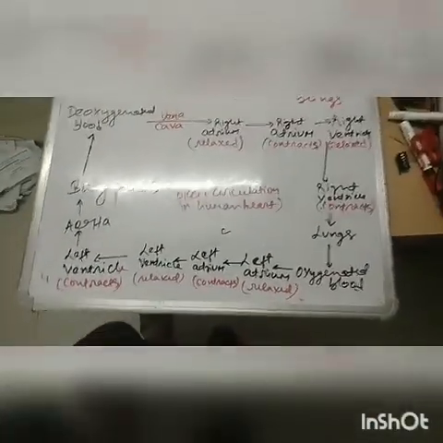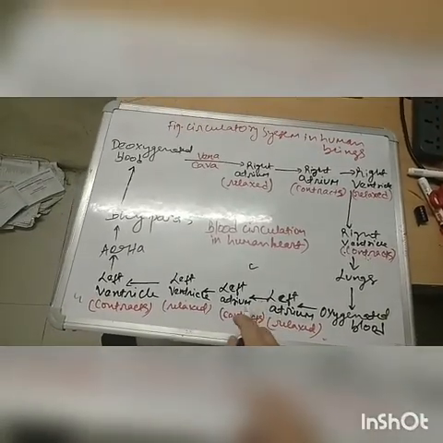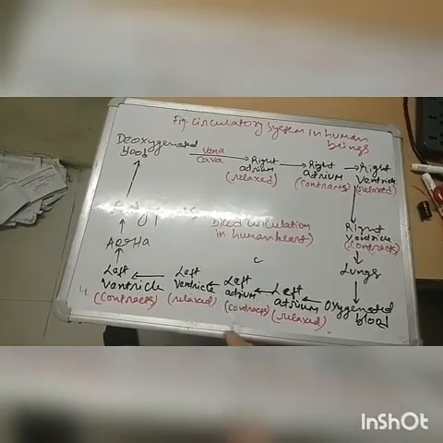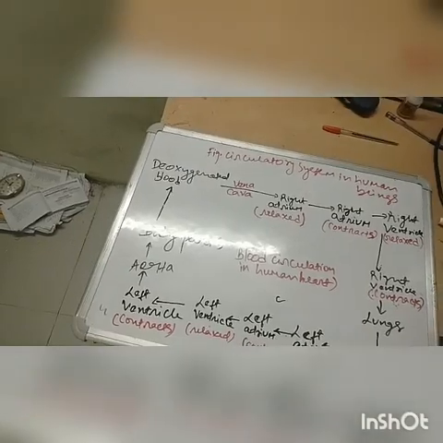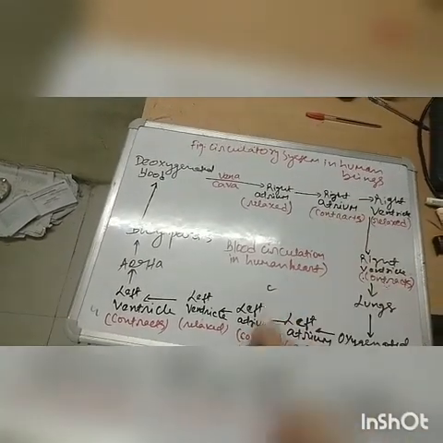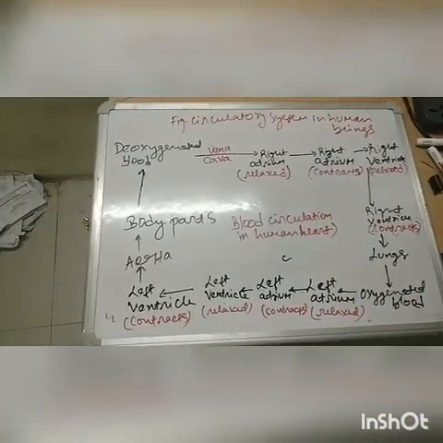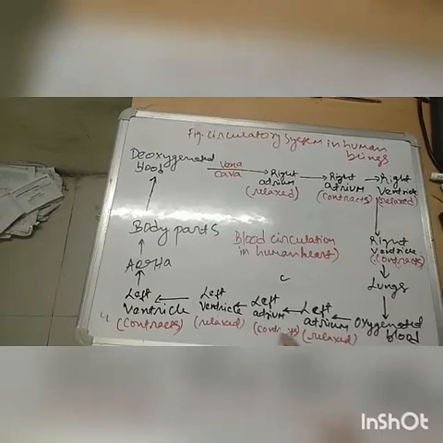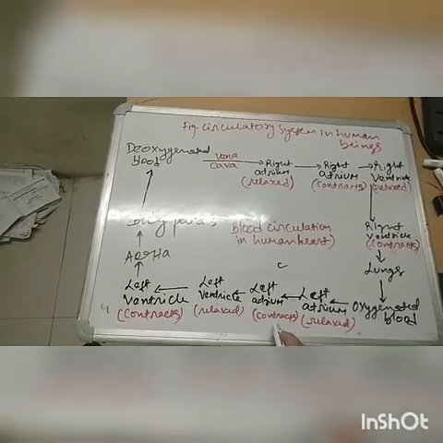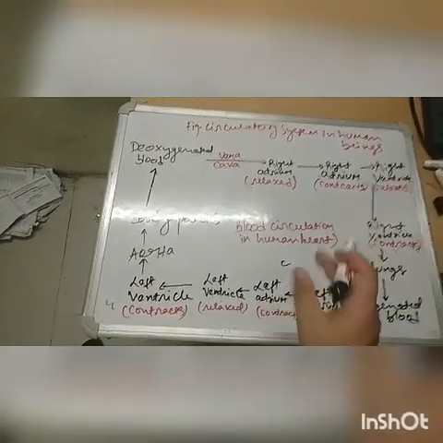There are two pulmonary veins. I've already shown you before. And from the left atrium it goes to the left ventricle. Same thing: relax, contract, relax. When it contracts, the valve opens. When it relaxes, there's no movement of blood. Note it. When the left atrium contracts, the valve opens.